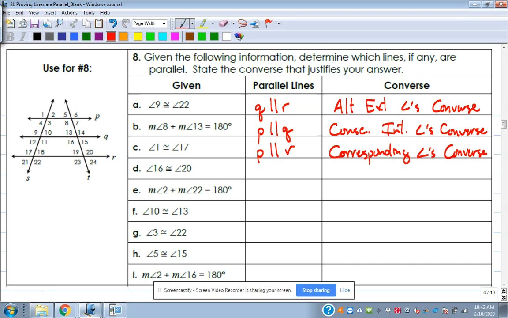Okay, 16. Alternate interior over what transversal? T, so that gets us Q and R parallel to one another. Alternate interior angles converse. Consecutive exteriors for what two lines? P and R, the transversal being S. That's right. P parallel to R. Consecutive exterior. Good job.